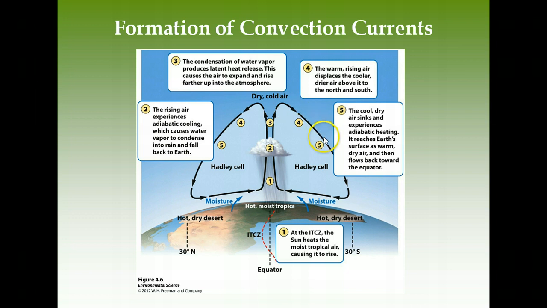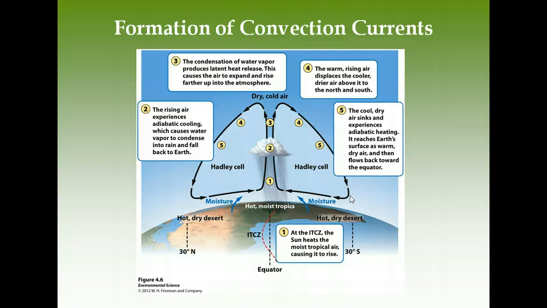As it sinks, the pressure gets higher as we approach the surface. So higher pressure makes all those particles, the molecules in the atmosphere, come together, and they're going to heat up. So as it reaches the Earth's surface, it'll be warm and dry. And where these Hadley cells happen to start sinking and hit the surface is around 30 degrees north and south of the equator.